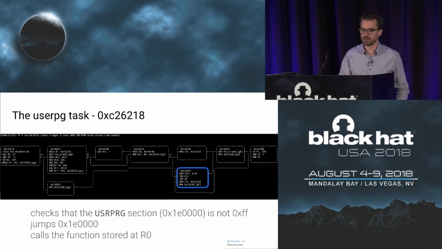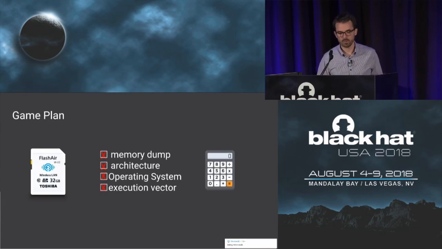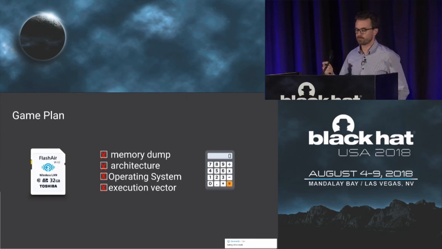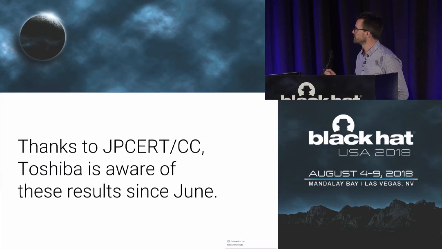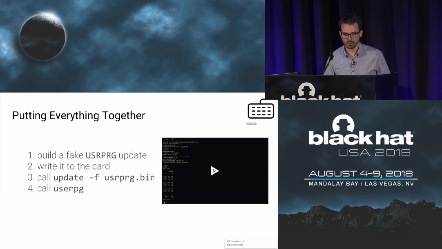So because we can build a flash update, we can execute code on the card. So, checklist, we can remove the last item. Before the demo, I must say that Toshiba was made aware of these results in June, thanks to JPCERT that helped me to reach Toshiba. So if we put everything together, we can try to do a demo and execute code on the card.